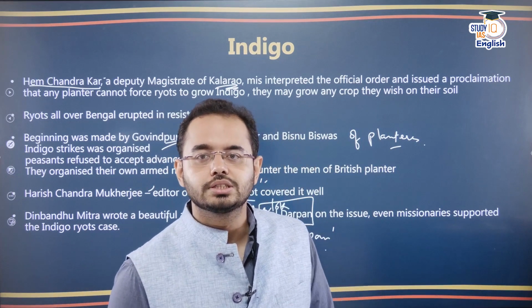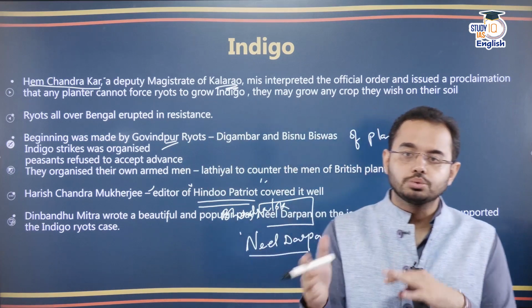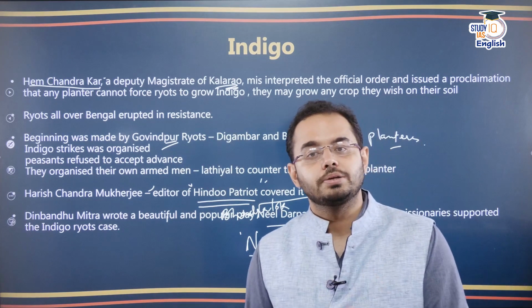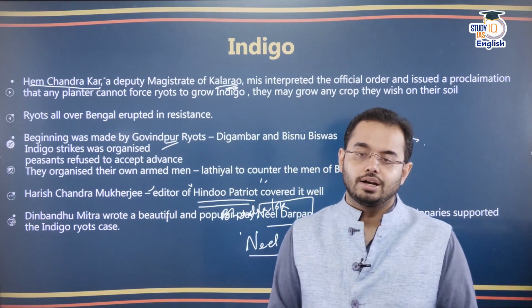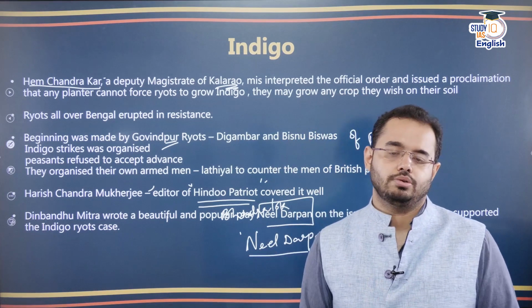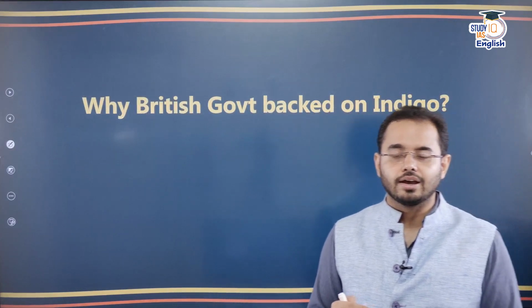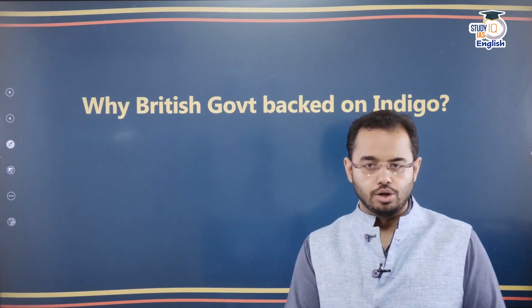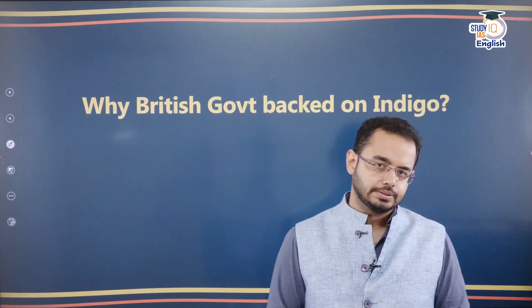And one of the missionaries translated the play Neel Darpan from Bengali to English, and he was also jailed. So even British missionaries helped the Indian peasantry in order to come away from the ruts of indigo as such. Anyways, after this, the British government started backing off, and they started making some laws in order to change the relationship between planters and indigo cultivators.